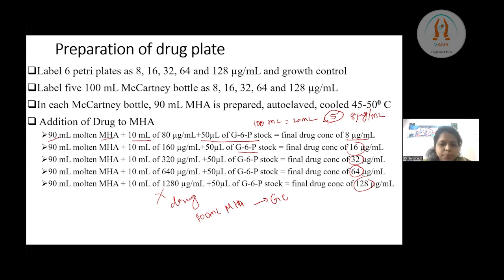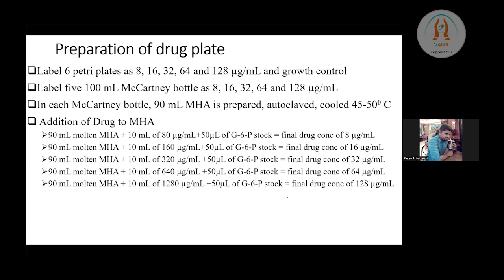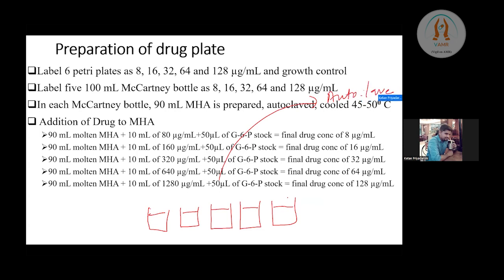While you do it, take a printout of this page and stick it in your media room. You have to instruct clearly. It is very easy for technicians to prepare the plates. Take a picture of only this page and put it in the media room. Instruct your technician to take 5 McCartney bottles, minimum volume required is 100 ml. He has to put 90 ml of agar mixture in all, then put all 5 bottles in the autoclave, as usual.